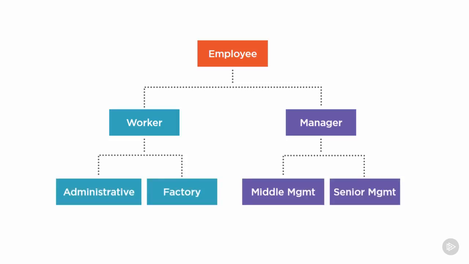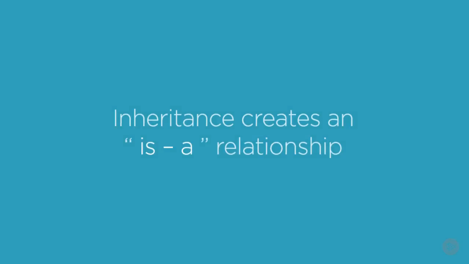You can also derive from worker, administrator, and factory, and they share certain characteristics that are in worker. Worker and manager share characteristics that are in employee. Inheritance creates what we call an is-a relationship.